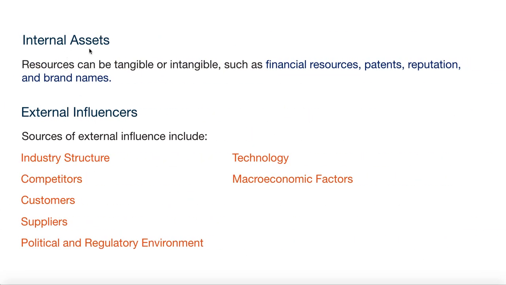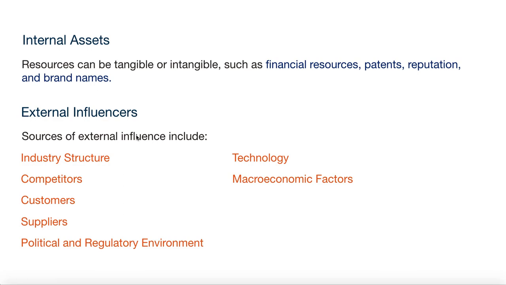The next one is internal assets. You would want to look at resources that can be tangible or intangible. For example, it could be financial resources, patents, reputations, the brand names of the organization. Everything, you would want to look at the internal assets as well. The next one is external influencers. Till now, the factors we've seen are all internal to an enterprise. When you are dealing with a change, it's not only important that you look at the internal factors that are going to be involved in that change, but also the external influences.